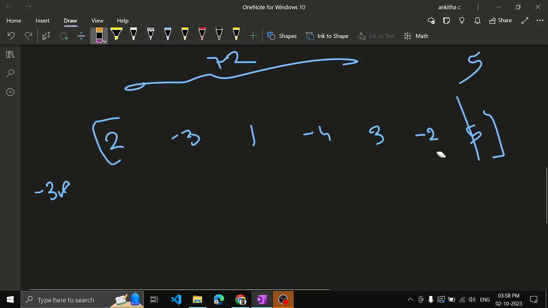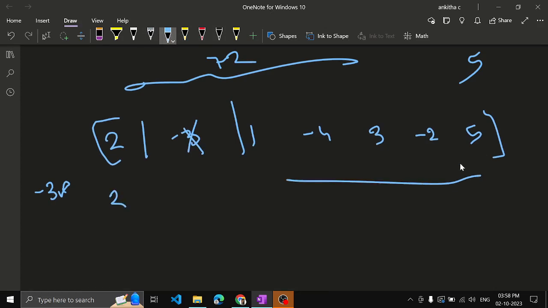Let's say, what if we exclude minus 3? So here 2, 1 on the left, and on the right minus into minus is plus. 8, 3 is 24, into 5, 5 fours are 20, 120. Here you got the maximum product.